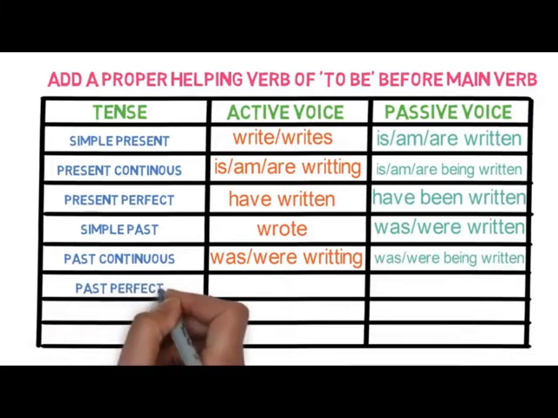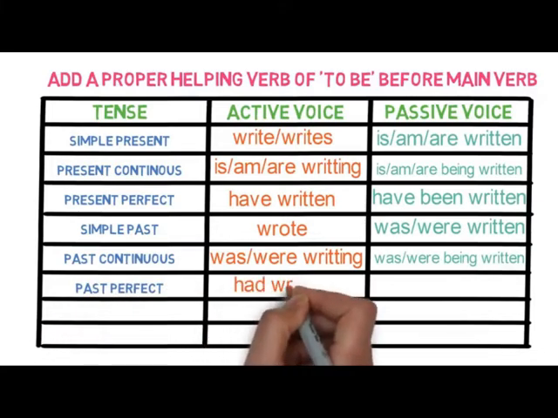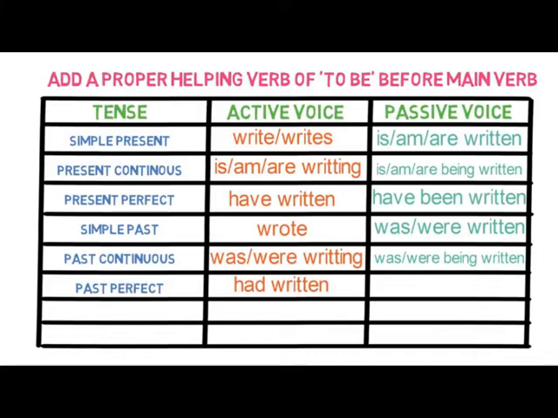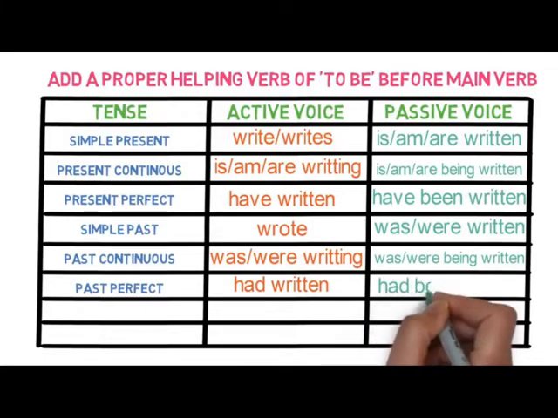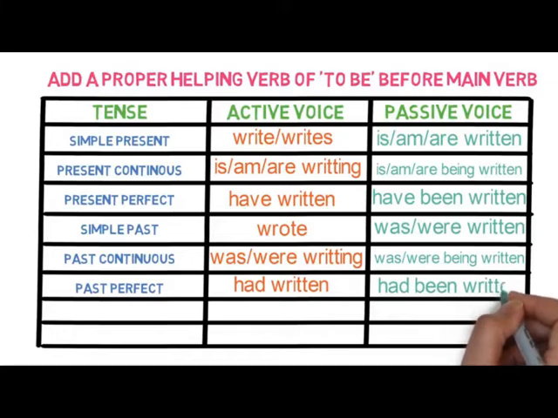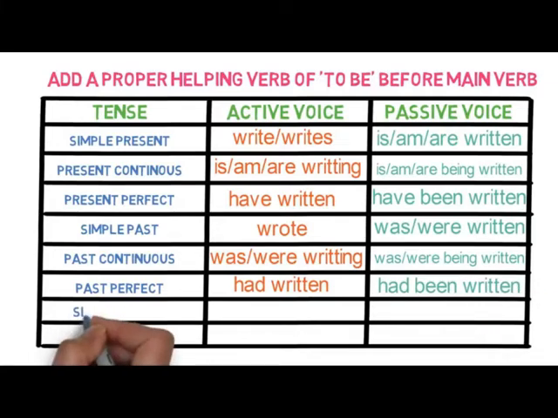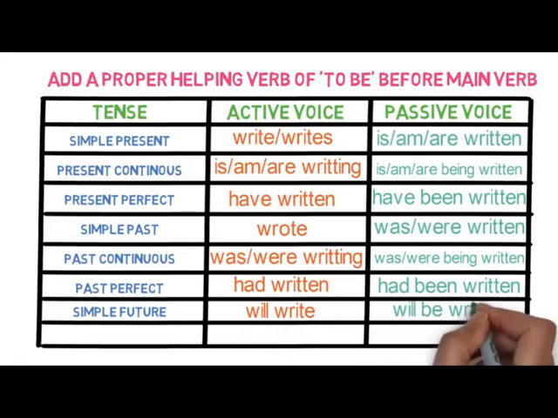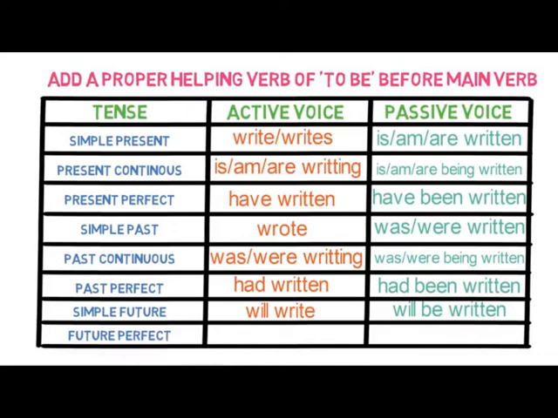Past perfect, here also we have had written. We will change verb to be had been written. Let's see also the coming, that is simple future. We will use will with the base form, and in the second part we will use will be written. And finally we will use future perfect. That means we will use will have written, and finally we will use will have been written.